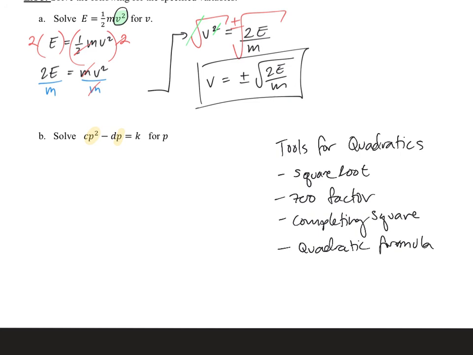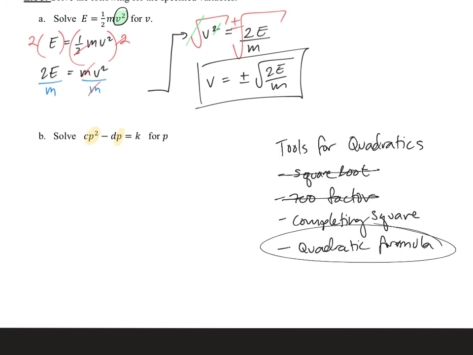Well, I already said square root would not work because we have that p to the 1 power. Zero factor property wouldn't work because I don't know how to factor this. There are no numbers. And then completing the square, well, actually, we could try completing the square, but it might be a little difficult, so I'm going to hold off on that. Could I use the quadratic formula? I could. Let's go ahead and try the quadratic formula.